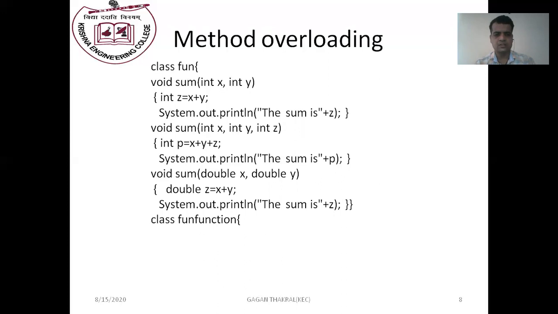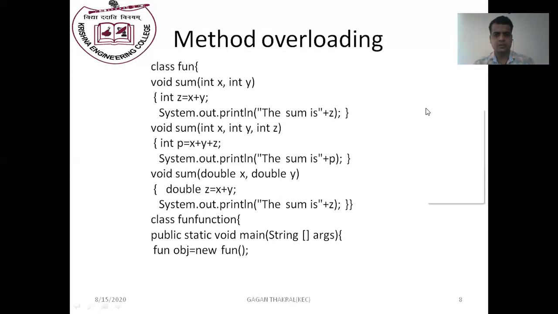Now we write a new class which contains the main function, the main class, and the name of the class is fun. The definition of this class contains the main function, public static void main, and the definition of the main function starts with the help of curly braces. Here we create the object of the fun class, which is our initial class, and here we want to access the method of the fun class.